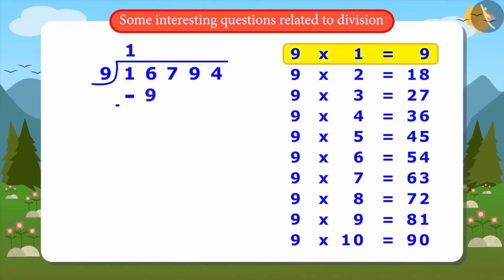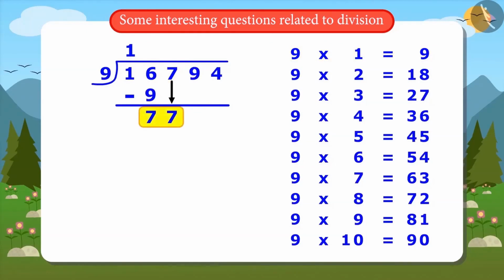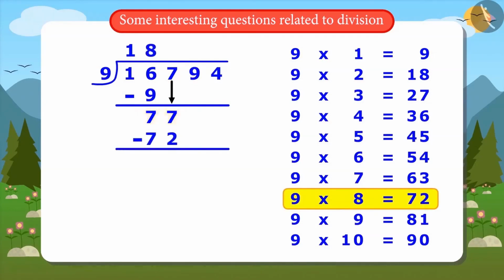9 ones are 9. The remainder left is 7. Let me write down 7. Now I have to divide 77 by 9. 9 eights are 72. I will subtract 72 from 77. Remaining is 5. Now let's write this 9 down as well and divide 59 by 9.